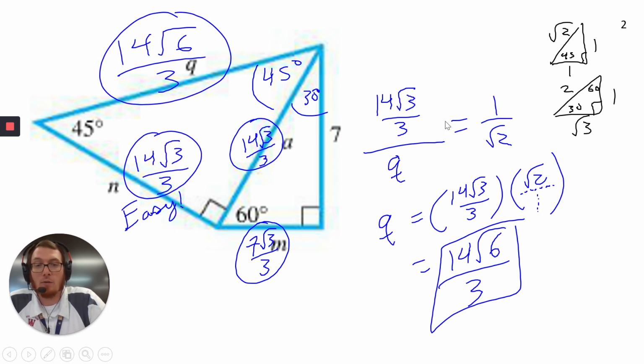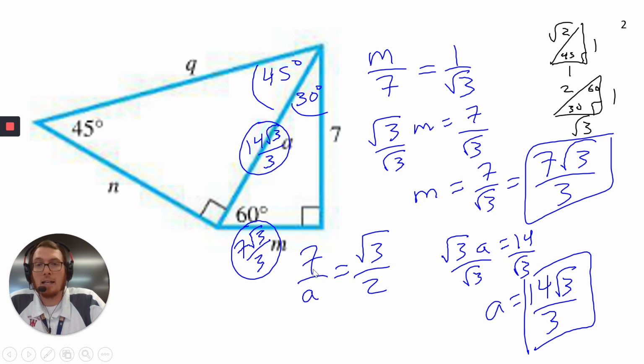So 7 over A, because 7 is the side with 60 and then A is the hypotenuse. So 7 over A equals root 3, which is across from 60, and then 2 is across from the hypotenuse. So 60 degree side over hypotenuse. Cross multiply, rationalize, you'll get 14 root 3 over 3. Now notice, it's just twice as much. And that makes perfect sense because the 30 degree side to the 90 degree side is times 2.